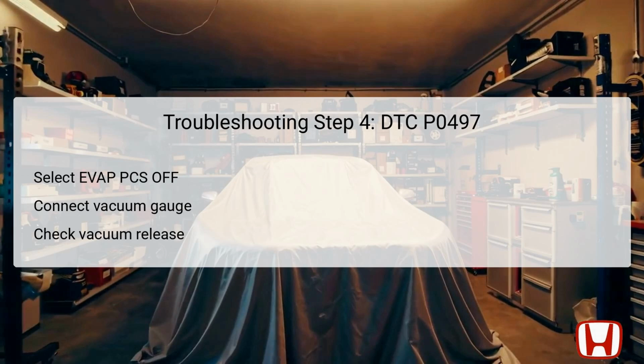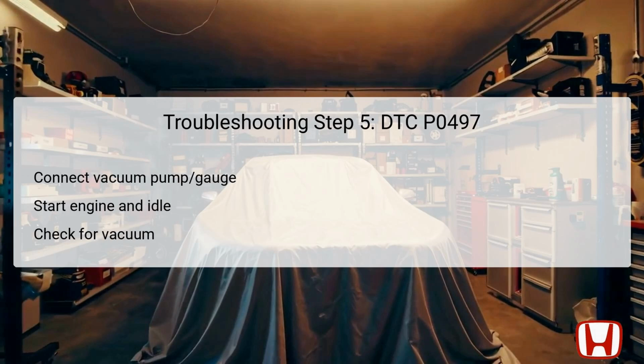If it does, the purge valve functions correctly, and you must then check for blockage in the line between the purge valve and the EVAP canister. If the vacuum does not release, however, the purge valve likely requires replacement. Step 5 involves checking the EVAP canister purge line on the engine side. To execute this step, you will need to connect the vacuum pump and gauge to the vacuum hose. Once connected, start the engine and let it idle to check if the system produces vacuum.